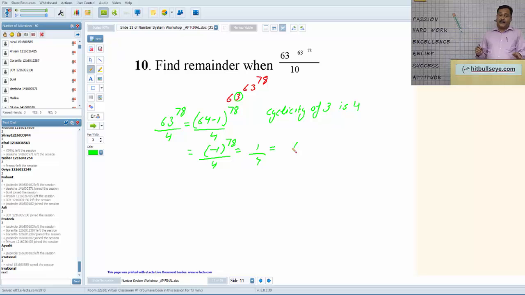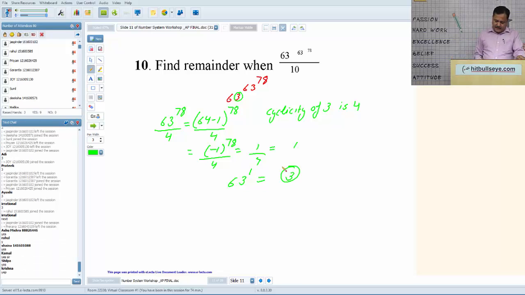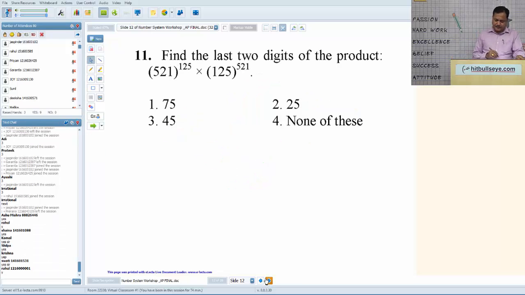So we can write the remainder instead of the power. So the power is 63 raised to power 78, and we can write 1 instead of this. So 63 raised to power 1, the last digit would be 3. So the answer for this question is 3. I hope that all of you are getting this. Okay, let us start with the next question.